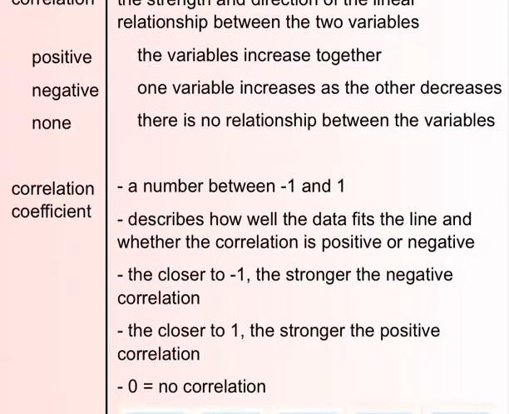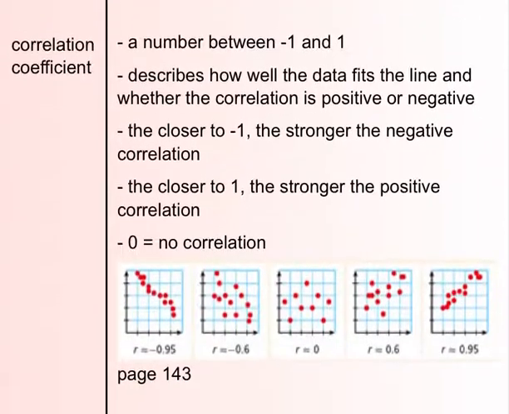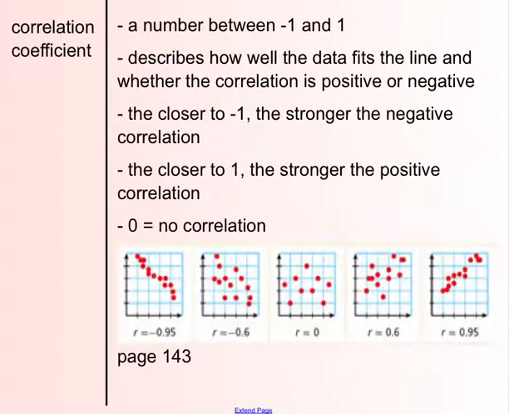So as I mentioned, we're going to be finding the correlation coefficient. And this is a number between -1 and 1. Lots of information about the correlation coefficient. The number describes how well the data fits the line and whether the correlation is positive or negative.